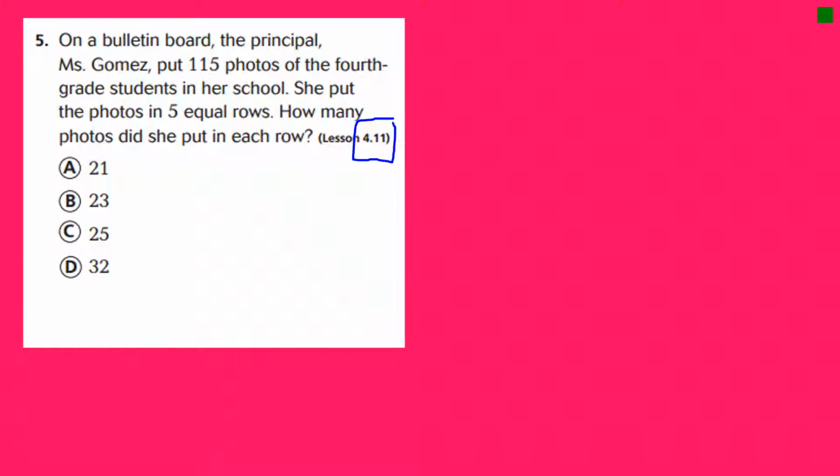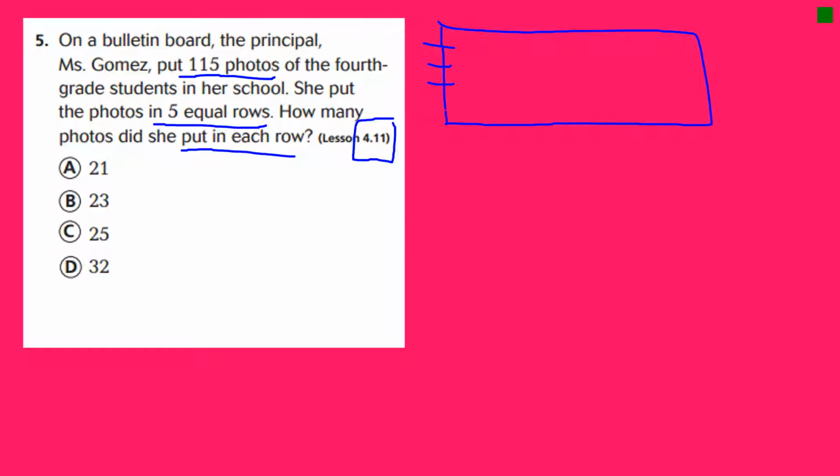Want to reread? Yeah, let's go back and take a look at that. So what is Ms. Gomez doing? She had 115 photos. She put the photos in 5 equal rows. How many were in each row? Okay, I'm feeling it now. Are you guys? Right? So she's got the bulletin board. She's got 5 rows. How many go in each row?